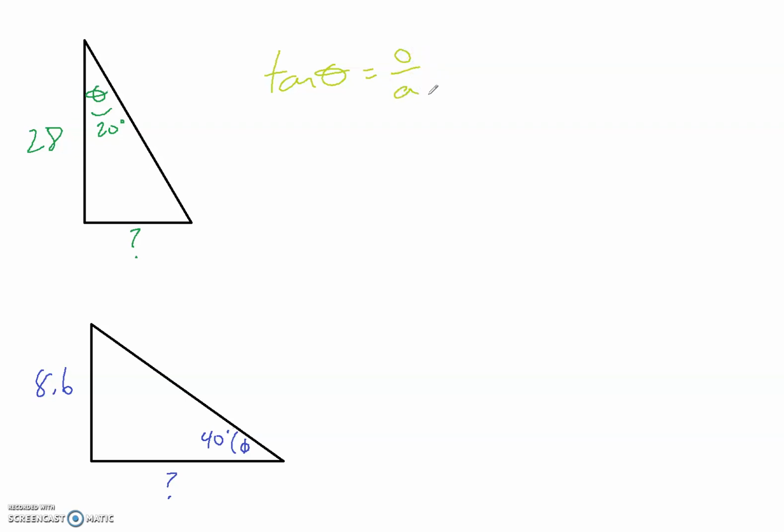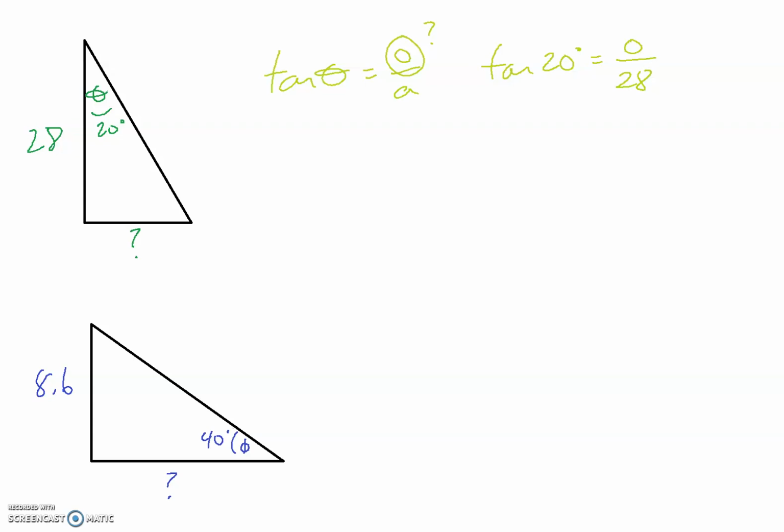Okay, so what do I got? I'm looking for this here. That would be the opposite. So this is what I'm looking for. And my adjacent is 28. So I'm going to put in my value. So tan of 20 degrees is going to be equal to the opposite, which is what I'm looking for, divided by 28. Okay, so if I'm going to just try and solve for the opposite, I'm going to cross multiply.